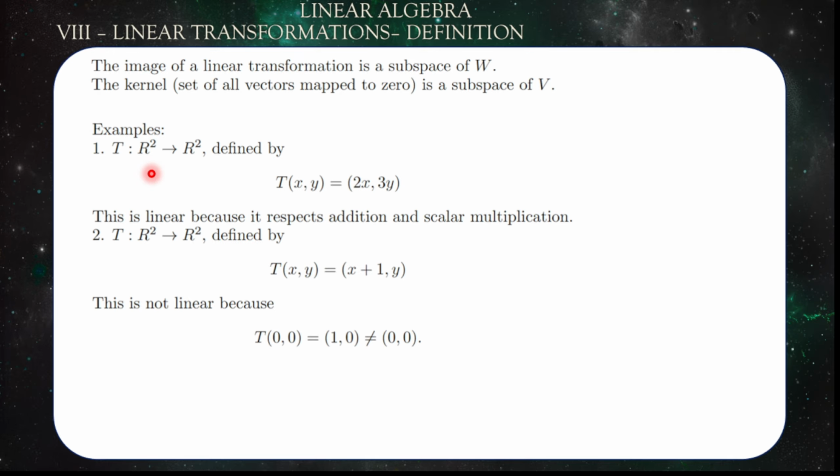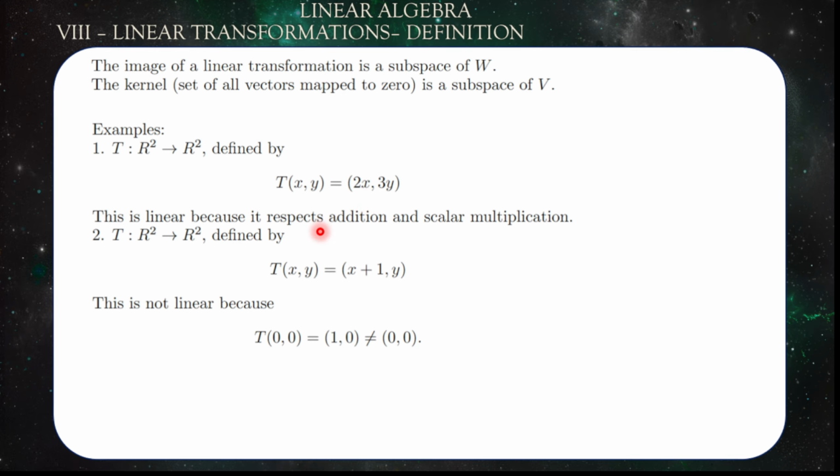Examples. One, let's say you have a transformation on R2 defined by T(x, y) equals (2x, 3y). This is linear because it respects addition and scalar multiplication, correct? Let's say you have (x1, y1) and (x2, y2). You end up with 2x1 plus 2x2, and 3y1 plus 3y2, if x is equal to x1 plus x2 and y equals y1 plus y2.